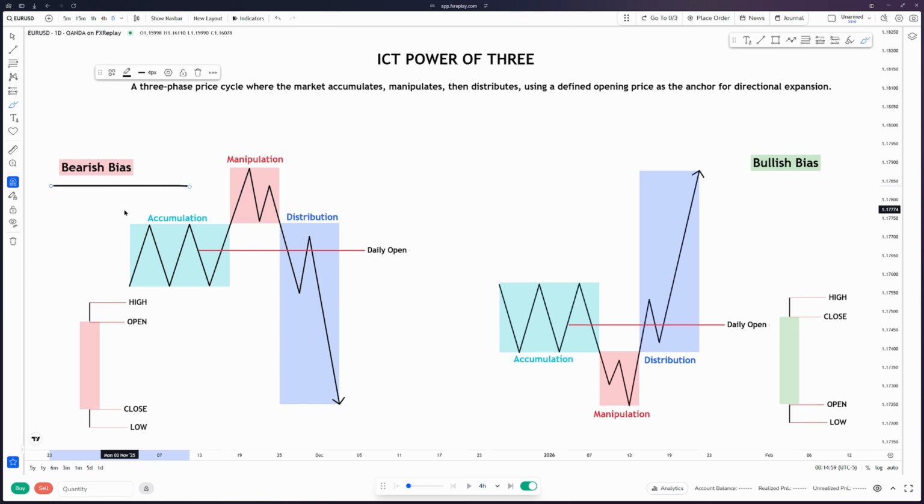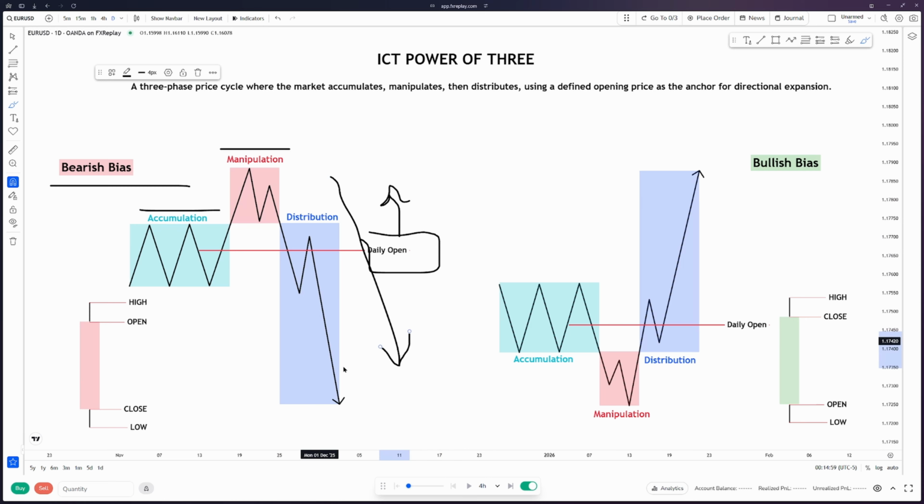Let's look at a bearish example. Here, price first accumulates, then it manipulates higher, pushing above the daily open, and finally it distributes lower. On the daily candle, it looks like this. The candle opens, gets pushed up to take liquidity, and then delivers lower.